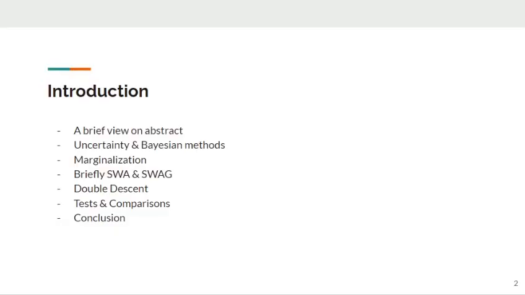For this presentation, I will start with a brief overview on the abstract of the article. Then I will talk about uncertainty and Bayesian methods. Also, I will explain marginalization. I will briefly talk about SWA, which stands for Stochastic Weight Averaging, and SWAG, which is SWA in Gaussian modes. Then I will present the double descent issue, and then I will show some test results on comparison and end the presentation with a conclusion.